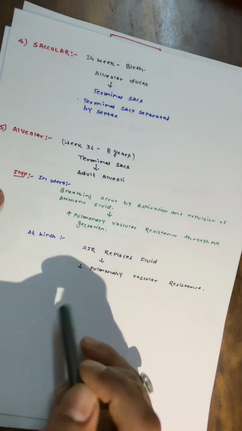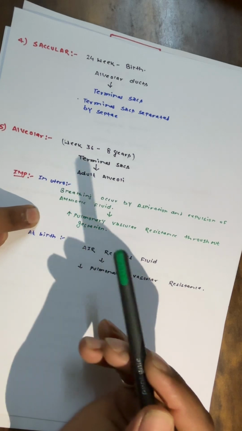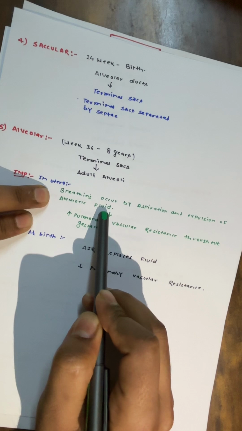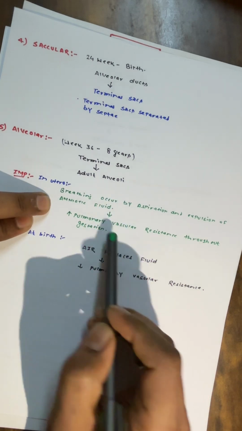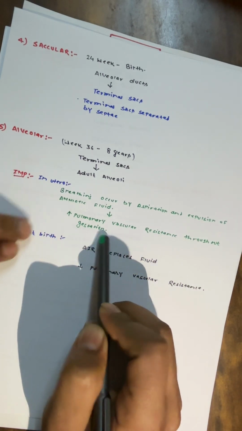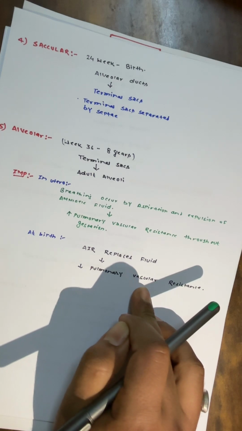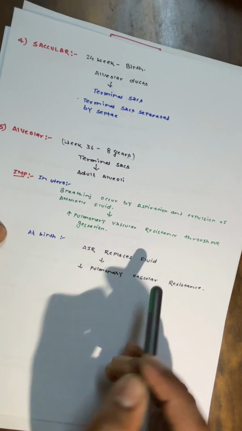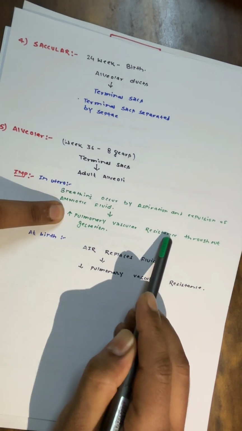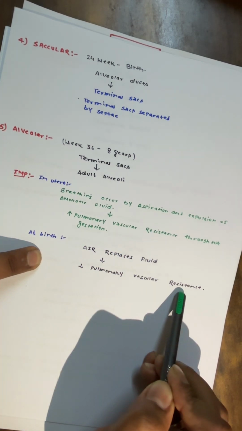Now let's talk a little bit about physiology at birth. In the uterus, breathing occurs by aspiration and expulsion of amniotic fluid, and there is increased pulmonary vascular resistance throughout the gestational period. But the moment the baby takes the first breath of air, fluid is replaced by oxygen, and the pulmonary vascular resistance decreases. So throughout gestation the pulmonary vascular resistance is high, but once air replaces the fluid, it decreases the pulmonary vascular resistance.